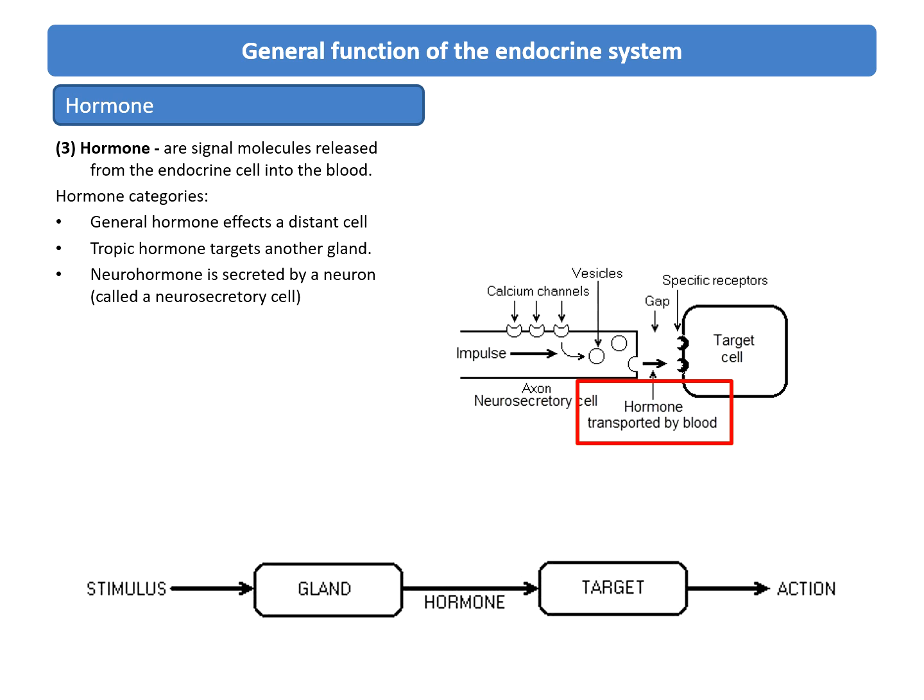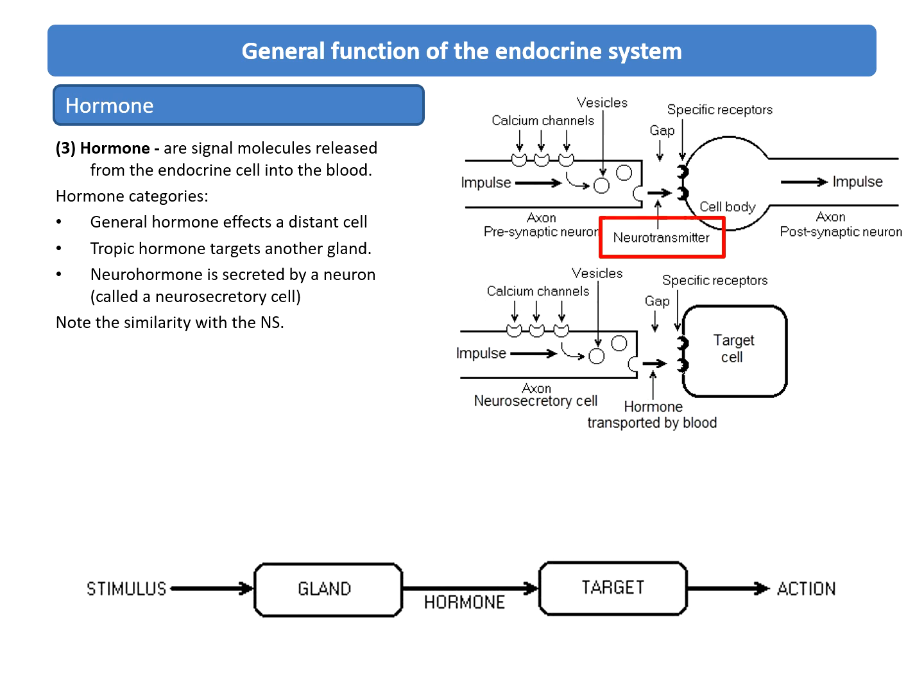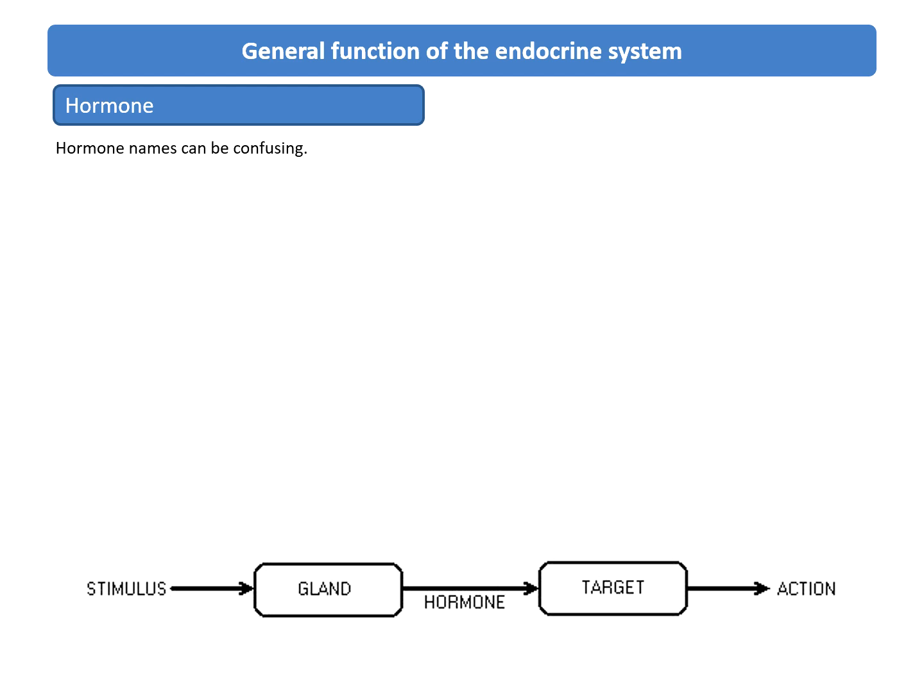Neurohormones are secreted by a neuron. This would be called a neurosecretory cell. Notice how similar that is with the nervous system. Hormone names can be confusing. They may be named for the target, the thyroid gland, adrenocortico, the adrenal cortex.